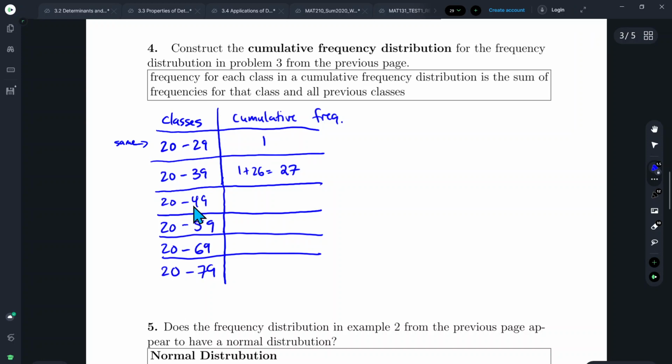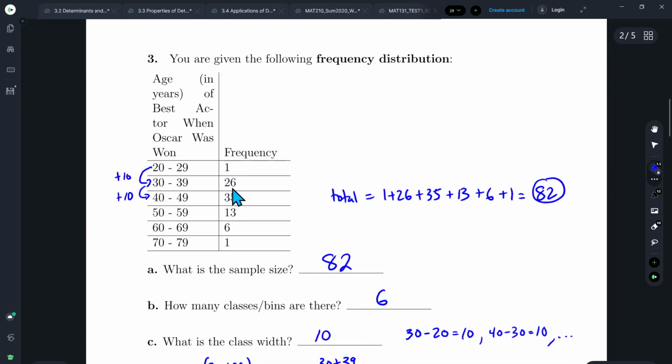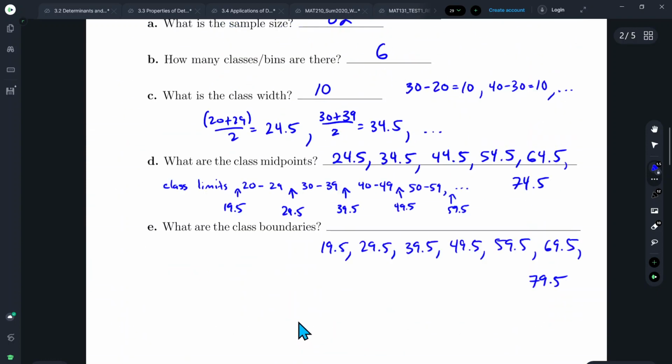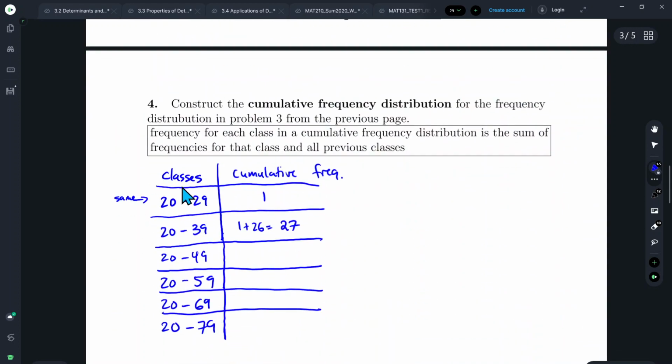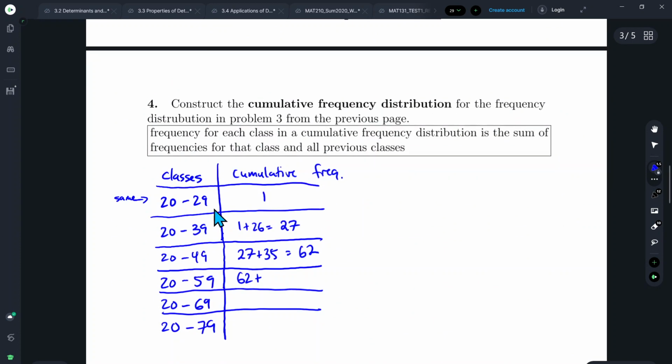And then this third one should be the total of the first 3 classes. You would add this plus this plus this, but we already added the first 2, so we can just use the previous number, which is 27, and add the new one, which is 35. So this would be 27 plus 35, which is equal to 62. Here we've already added the first 3 together, which was 62. But then we also have to include the 4th class, which would be 13. So this would be 75.